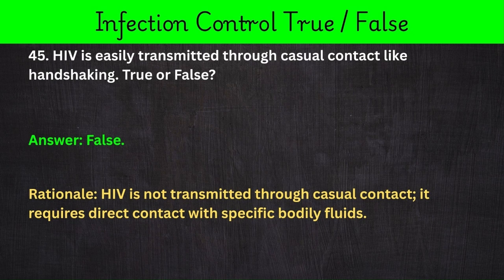45. HIV is easily transmitted through casual contact like handshaking. True or false? Answer: false. Rationale: HIV is not transmitted through casual contact. It requires direct contact with specific bodily fluids.